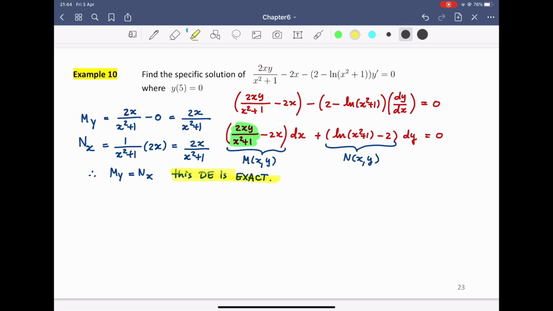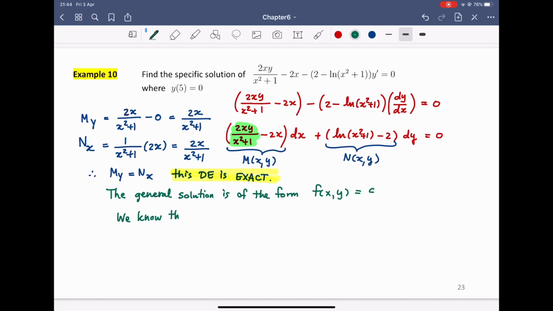So now I know that this differential equation is exact. So the general solution is of the form f(x,y) equal to c. Now we need to find f. Alright, let's do it. We know that f sub x equal to M and f sub y equal to N. So let's start by looking at the equation f sub x equal to M.